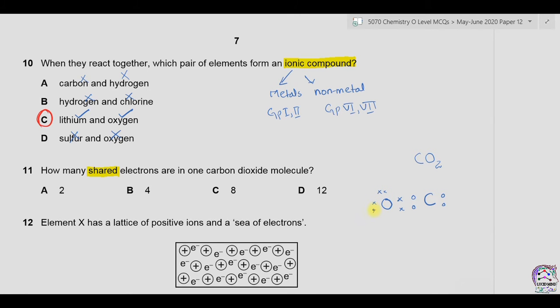2 electrons are bonded with the carbon atom and other 4 electrons are present in the form of lone pair. Now we can see that these electrons are shared between carbon and oxygen atoms. So there are 8 electrons shared between them, so therefore answer is C.